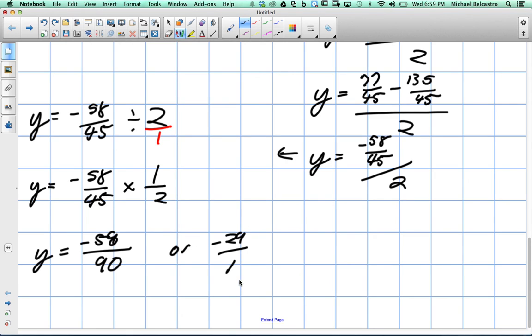You're way better at this than I am. Perfect. 29 is just a prime. That's what I got from dividing 58 over 45. Oh, okay, good. And there you go. So that's your y value.